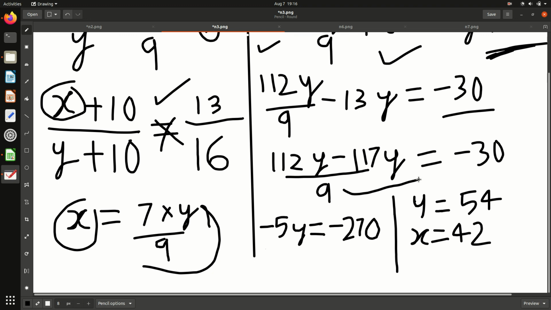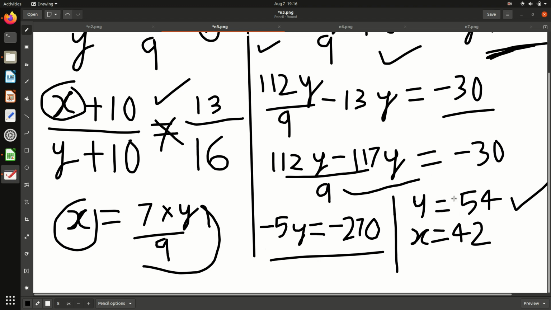when I put it here, it will go to the right-hand side. So it will be 9 into 30, so it will be 270. So from here we will get the value of y, which is 54. Okay, so from here we will get the value of y as 54.